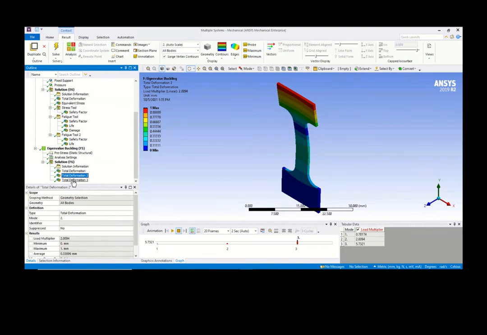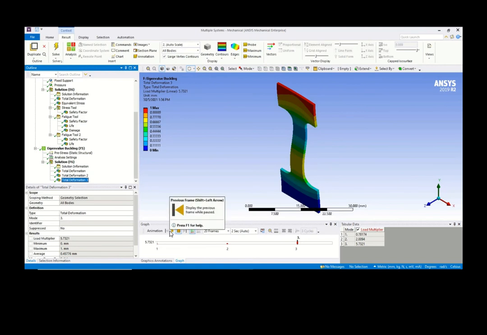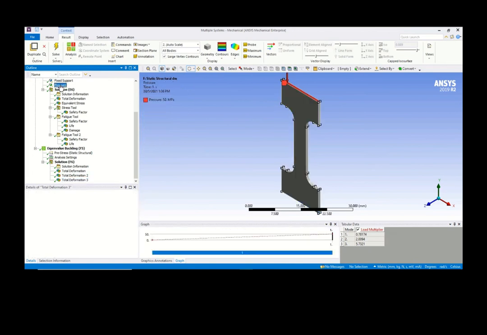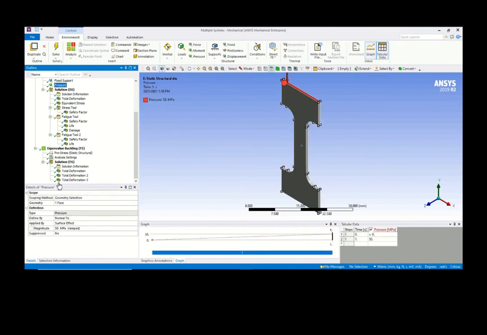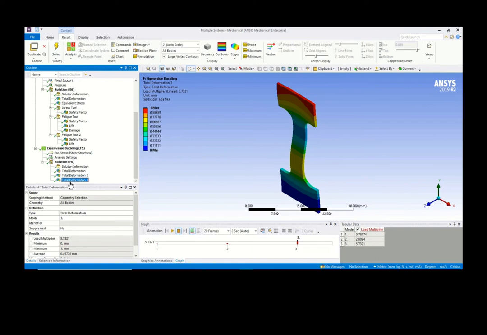Then the third one, of course, is a higher order buckling. I mean, now it is the first order, second order, and third. This one needs 5.7 times your current load, which is 50. So 5.7 times 50 means 285 megapascal. Then probably it will buckle. You have these shapes of buckling.